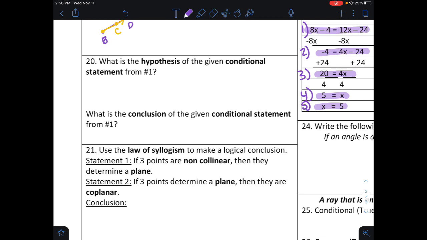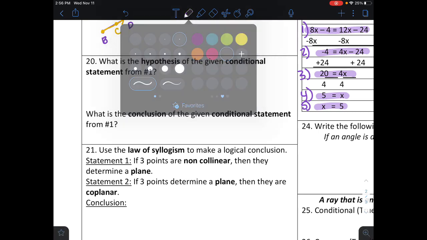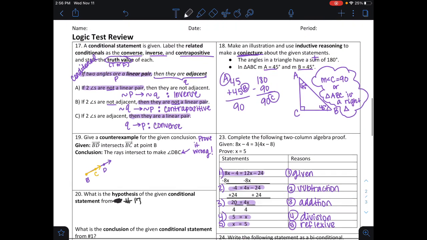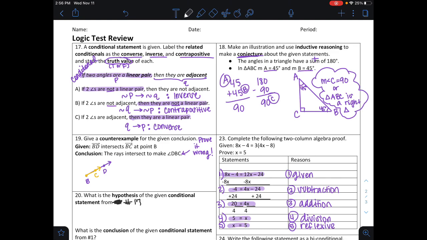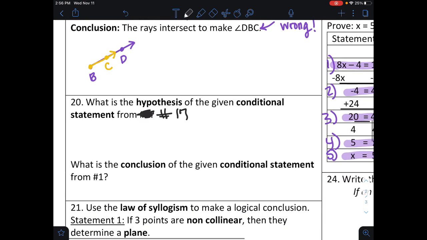Next problem. What's the hypothesis of the given conditional statement from number 17? That's supposed to say number 17. So on your copy, go ahead and change that to number 17. So if you look back up here at number 17, the hypothesis is going to be if two angles are a linear pair. So don't forget the hypothesis is P, or the first part.